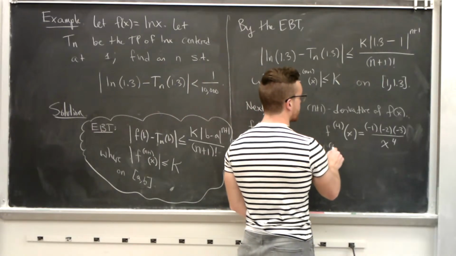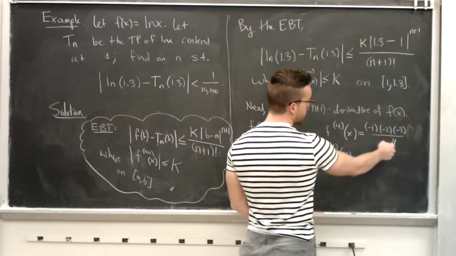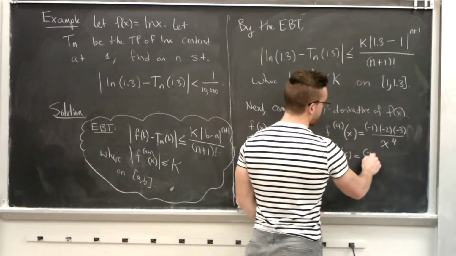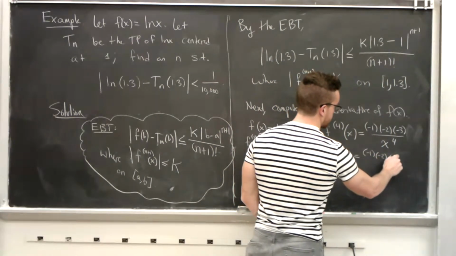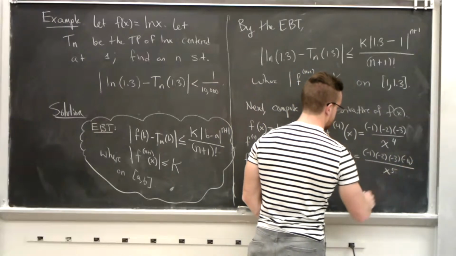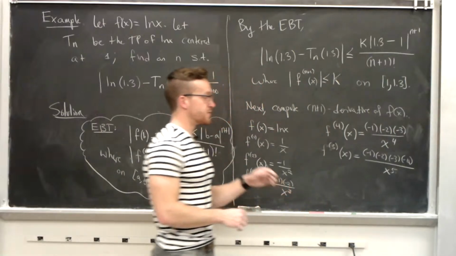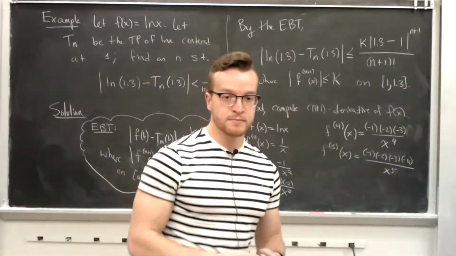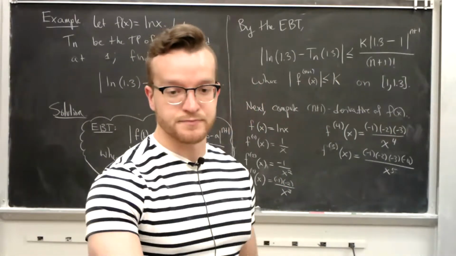The fifth derivative would be bring down the negative 4 and decrease the power to negative 5. Okay.